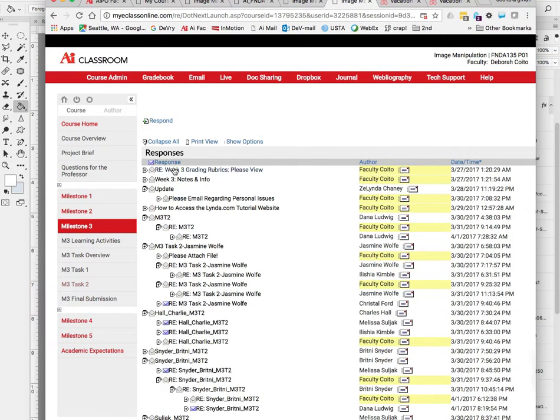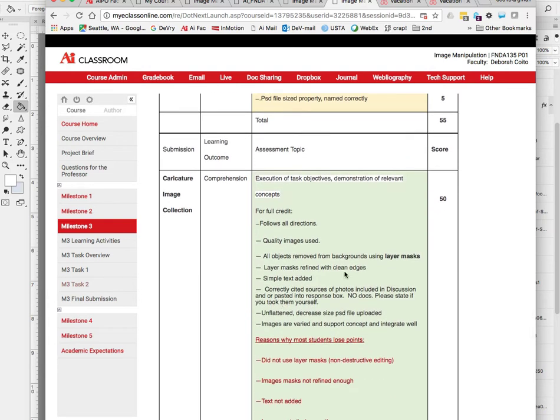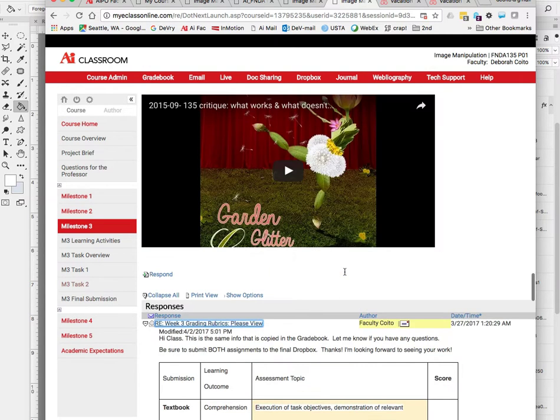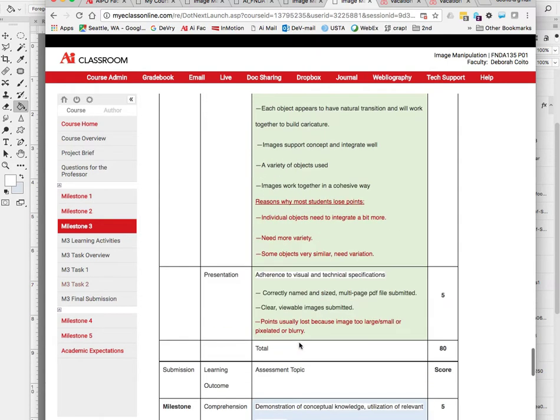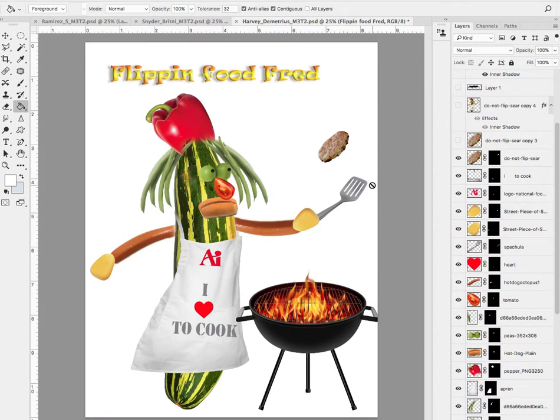This is everything that's in the grade book that you're going to be graded on. I stick to it pretty much because it's part of the class. So yeah, just be sure to look at that each week.